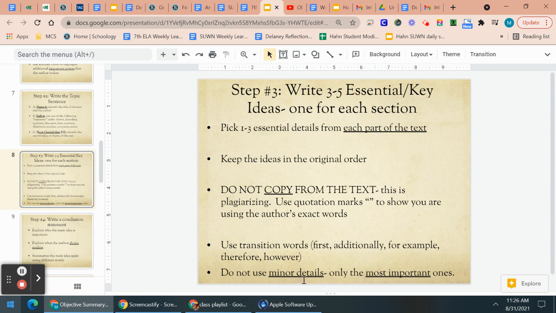And finally, don't use minor details. Details that aren't really important to understanding the article, you can leave those out. A summary is the most important part. You don't want to use every single argument, every single detail or example, just the most important ones. Okay, so that's step 3.